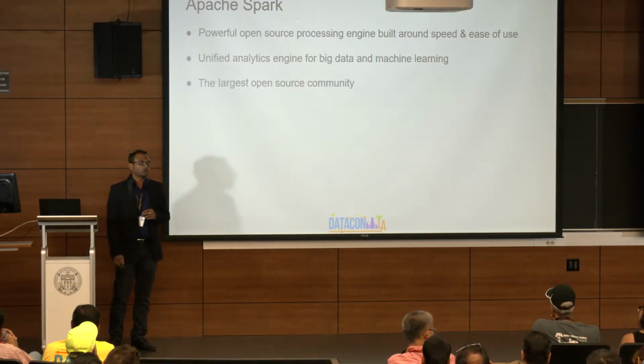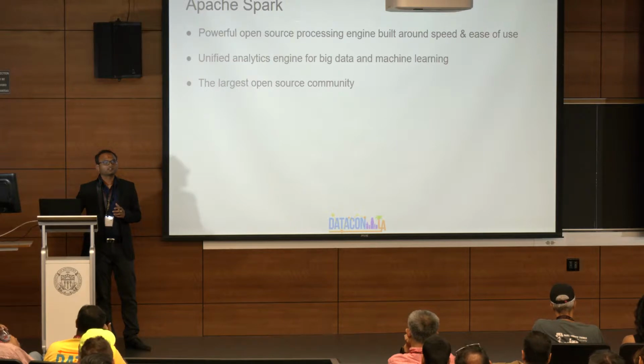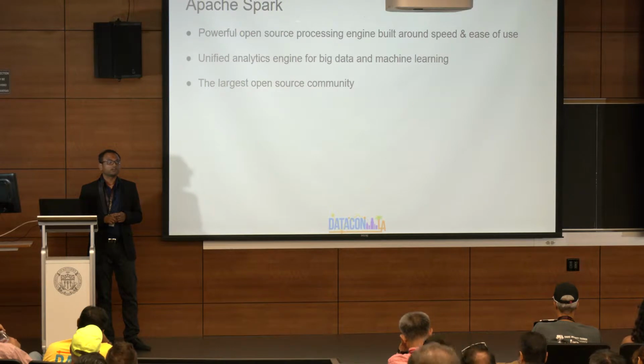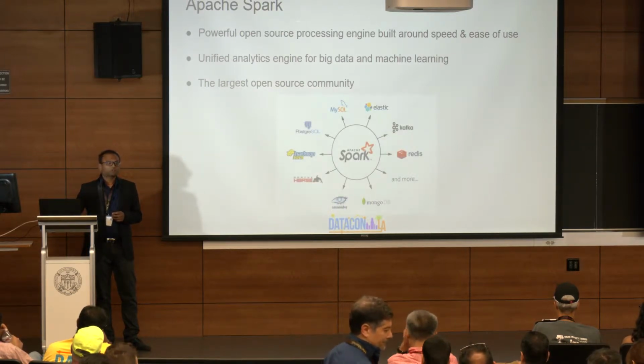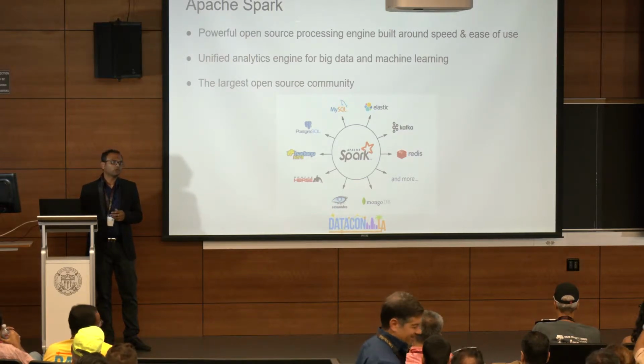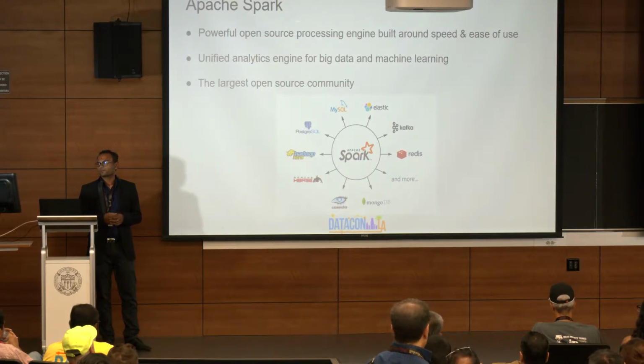It has the largest open source community. It was founded at UC Berkeley's AMPLab in 2009. Then it was open sourced in 2010. It was donated to the Apache Software Foundation in 2013, and by February 2014, it became the largest Apache project. It supports a variety of different sources. These are some of the known ones, but there are several others that we can't even put in one single diagram.